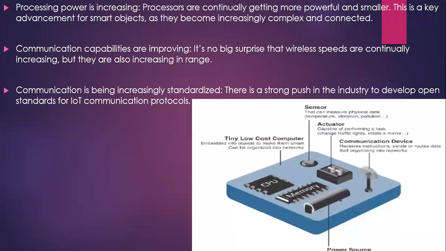Then processing power is increasing. The level of processing power at the sensor level or the smart object level is increasing. Because of that, the complexity found in the gateway or in the higher level layer can be minimized. Then communication capabilities are improving. We are using advanced kinds of communication devices, based on which the communication strategy, communication length and communication bandwidth will be improved.